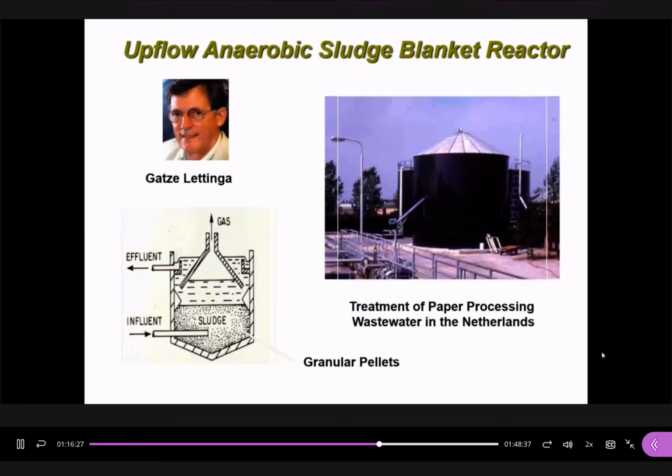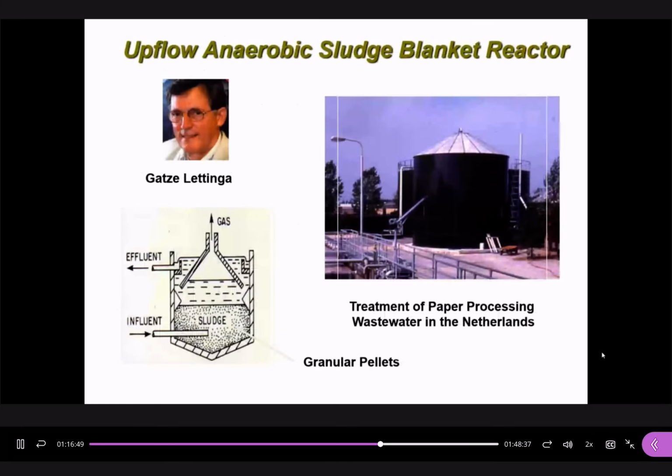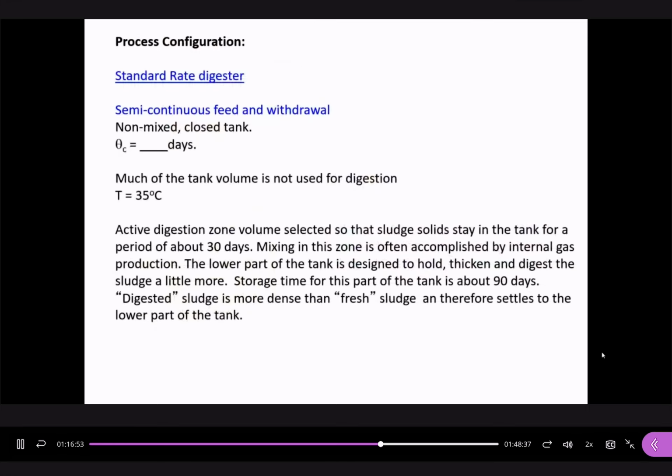Okay, so this is used for the treatment of paper processing wastewater in the Netherlands. This is actually used quite widely in industrial wastewater treatment. Of course, this guy Lettinga invented this reactor. Okay, and let's talk about the process.